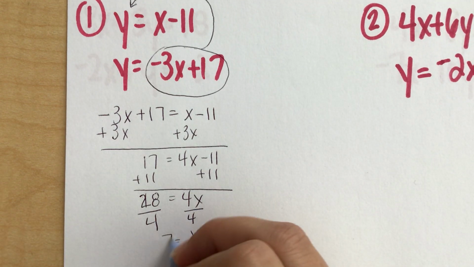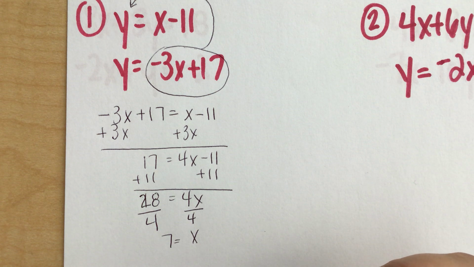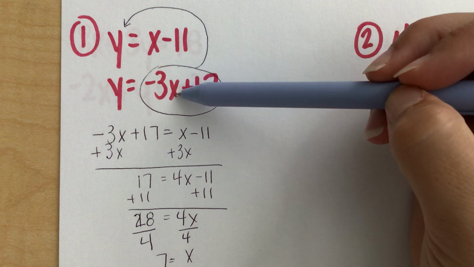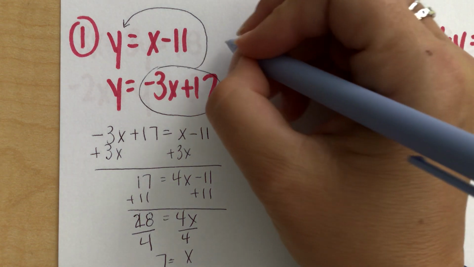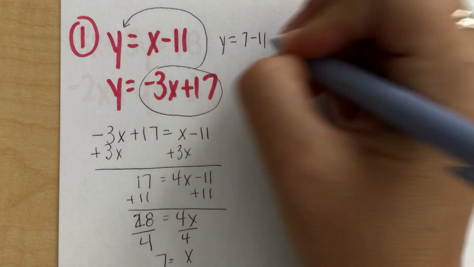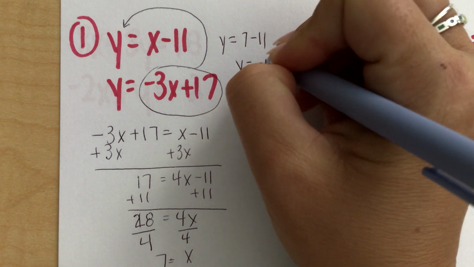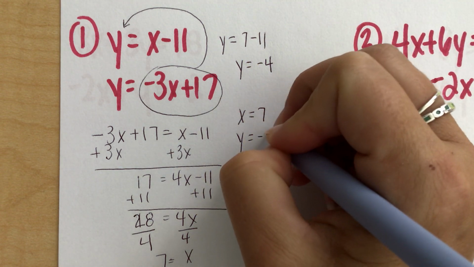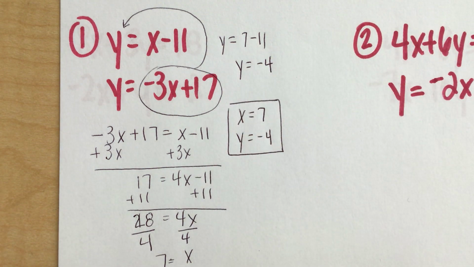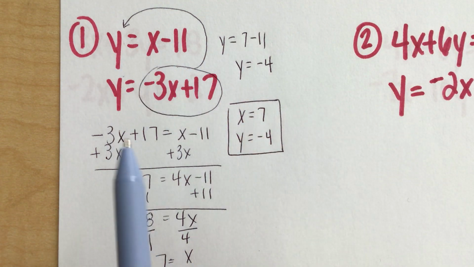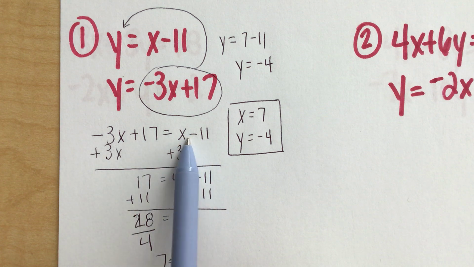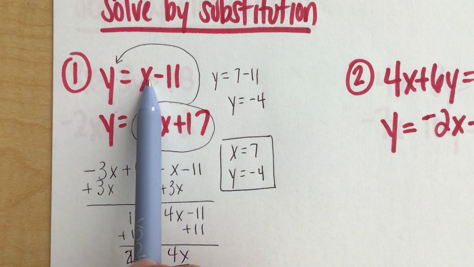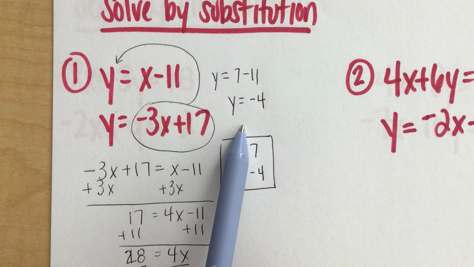So x equals 7, and once you find your x, then it's just a matter of plugging that back into one of the two equations and then solving for y. So if I put it right here, 7 minus 11 gives me negative 4. So my answer is x equals 7, y equals negative 4. So again, when they both equal y, you make those two equations equal to each other, solve for x, then take that x, plug it back in, and then solve for y.